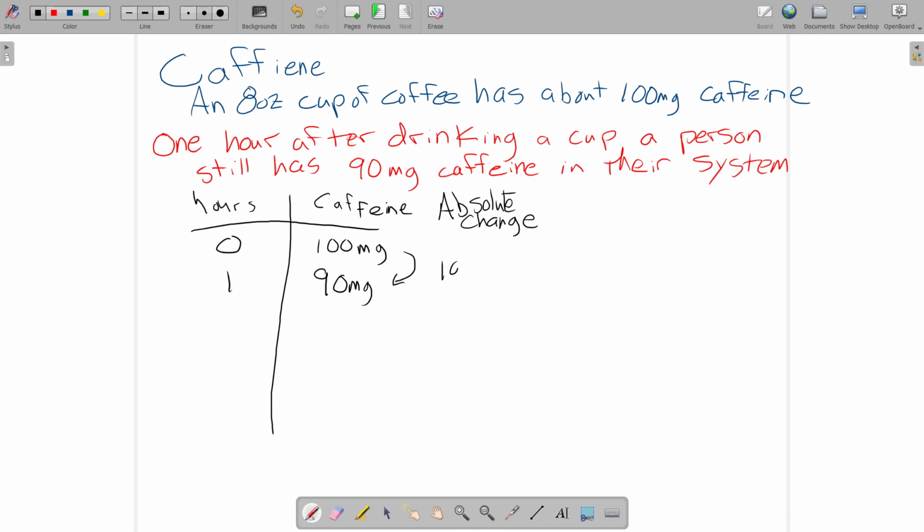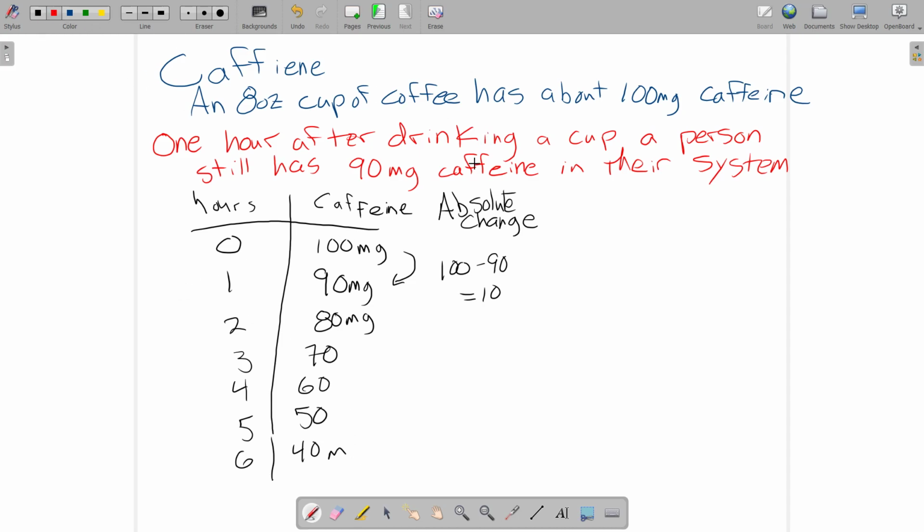Which would just be 100 minus 90, which is 10. And so then 2 hours later, I would have 80 milligrams. 3 hours would be 70, right? Keep dropping by 10, all the way down to 5, and let's look to 6 hours later, 40 milligrams in the system. That's one way of looking at it.